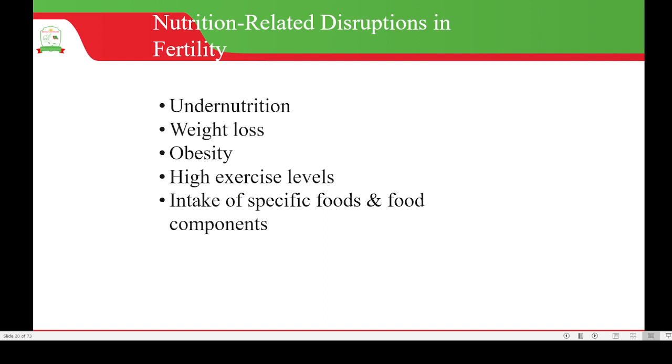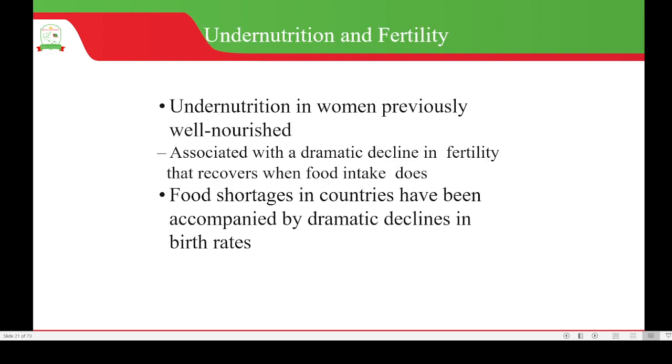Nutrition-related disruptions in fertility include undernutrition, weight loss, obesity, high exercise levels, and also intake of specific foods and food components. Let's look at undernutrition and its relation to fertility. Undernutrition in women that were previously well nourished will cause reduced fertility. And this is associated with a dramatic decline in fertility that usually recovers when food intake also recovers. And food shortages in countries have been accompanied by dramatic declines in birth rates.